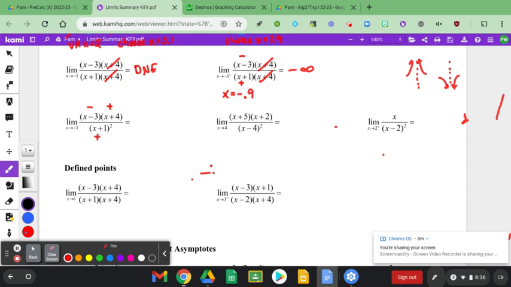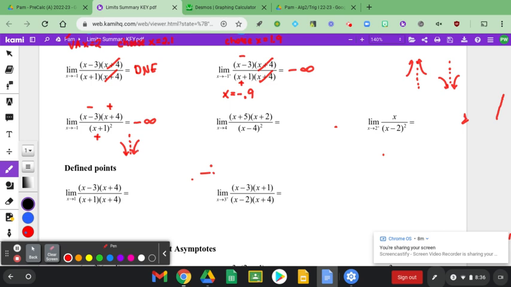If I chose a number a little bit smaller than negative 1, x minus 3 would still be negative, x plus 4 would still be positive, and notice my denominator, because I'm squaring it, would still be positive, so it's going to be the same on both sides. So I have a negative divided by a positive, which would be negative infinity. So that tells me that this graph, they are both going down to negative infinity.